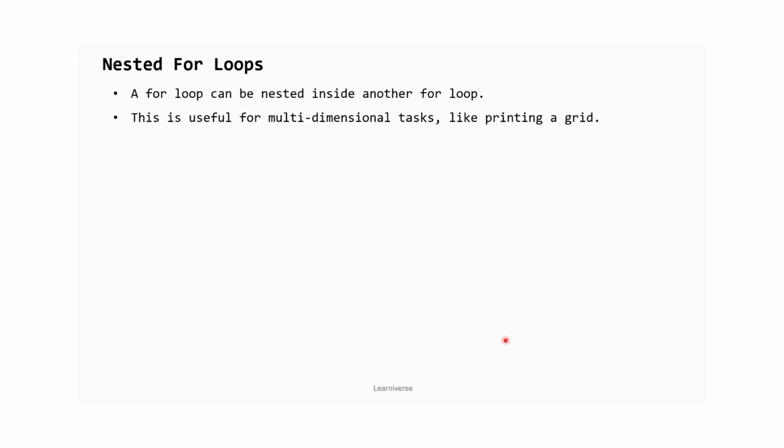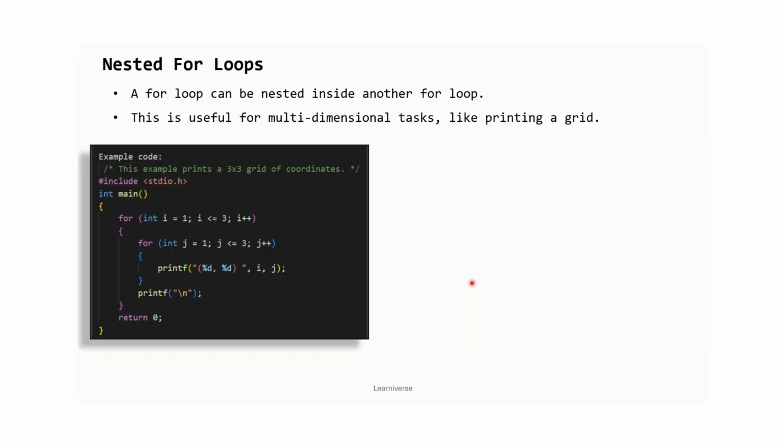And coming to nested for loops, a for loop can be nested inside another for loop. This is very useful for multi-dimensional tasks like printing a grid. So let's consider one example. Here you have the outer for loop. This is the outer for loop and this is the inner for loop.